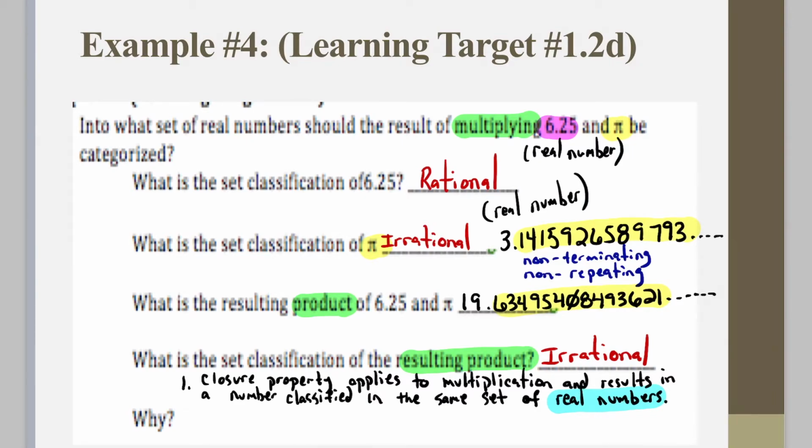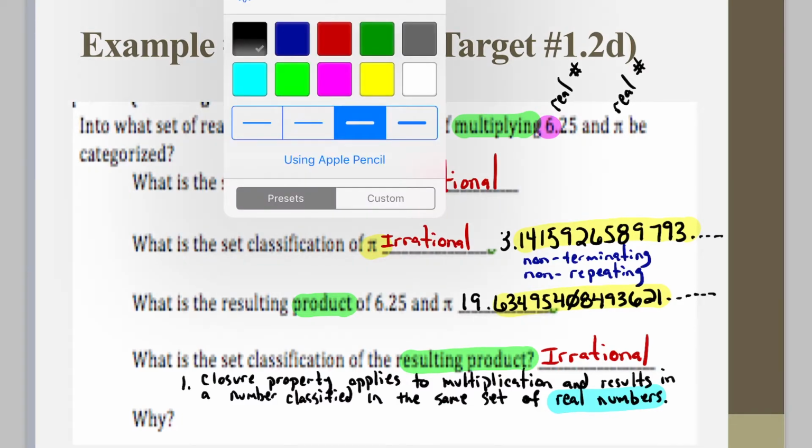Okay, so real number times a real number, and actually I'm going to rewrite that to make it a little nicer. Let's do it this way. So we have a real number times a real number. So a real number times a real number will result in another real number. And so the closure property holds for multiplication and results in a real number. Now, what properties will this real number assume?